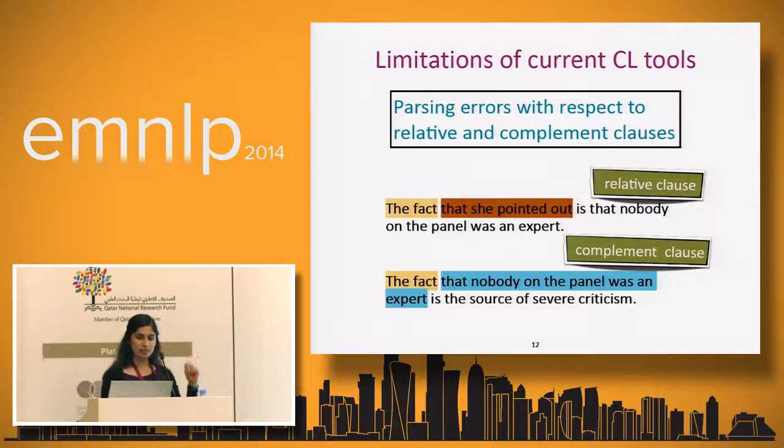So for example, here I have 2 examples. The first one says, the fact that she pointed out is that nobody on the panel was an expert. Now in this case, the postnominal that clause is a relative clause. It's not the shell content of fact. And in the second example, the fact that nobody on the panel was an expert is the source of severe criticism. In this case, the postnominal that clause is the complement clause. It's not a relative clause, and it is the shell content of the fact. But the parser is unable to distinguish between these relative clauses and complement clauses.